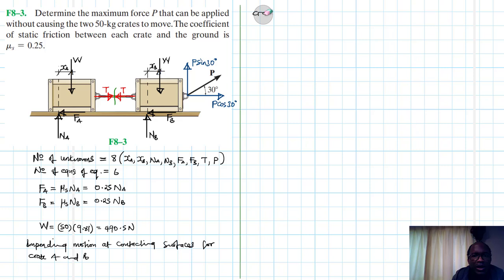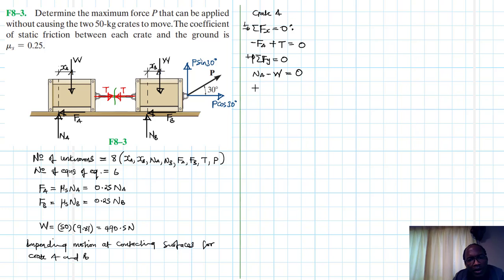Equations of equilibrium, crate A. Let's go for crate A. Okay, so we start with summation of forces in the x equal to 0, in this direction being our reference. So we have a minus Fa plus T equal to 0. Then we have summation of forces in the y equal to 0, going up in our reference. So we have Na minus W equal to 0.